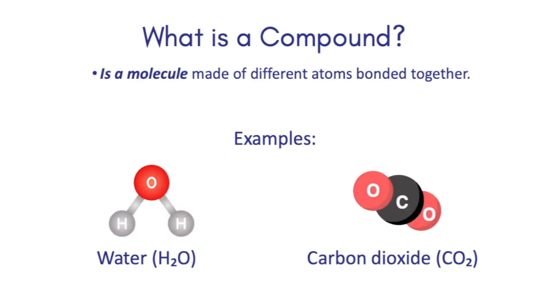However, a compound is a molecule, but is made up of two or more different types of atoms. Where a molecule can be the same or different, compounds are only different, such as a water molecule that has oxygen and hydrogen, or carbon dioxide, which has carbon and oxygen. Both of these are molecules, but they're also compounds.